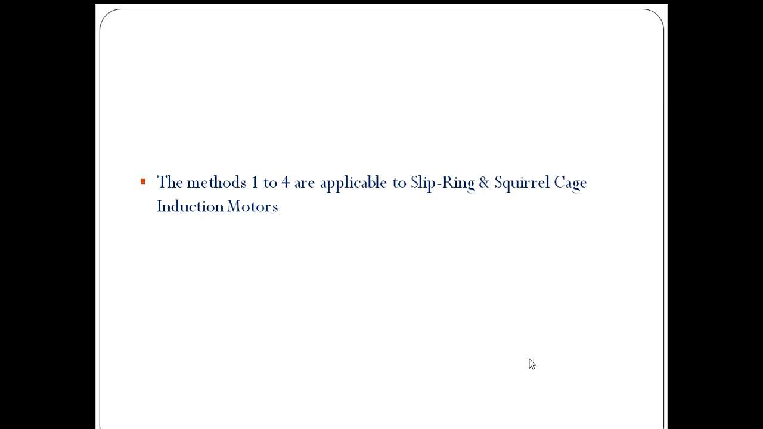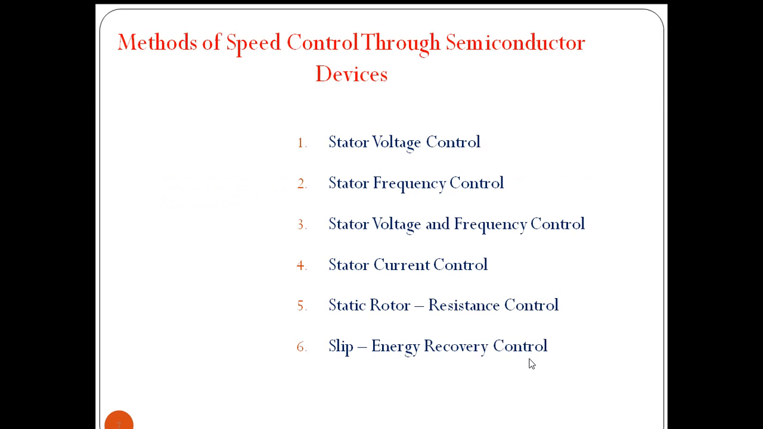In this, methods 1 to 4 are applicable for both slip ring and squirrel cage induction motors. Methods 5 and 6 are only for slip ring induction motor. So these two, rotor resistance control and slip energy recovery control, are for slip ring, and these four can be adapted for both slip ring and squirrel cage.